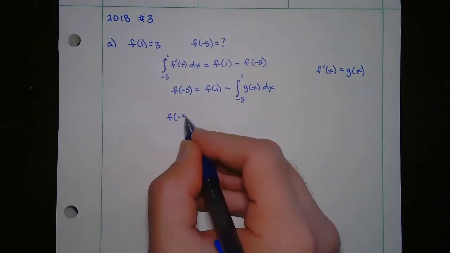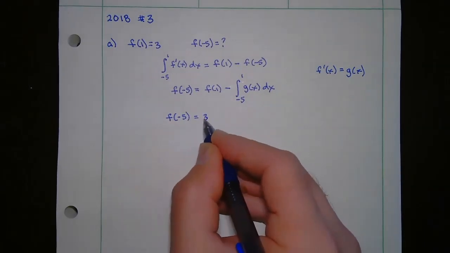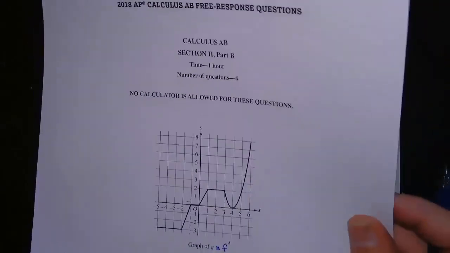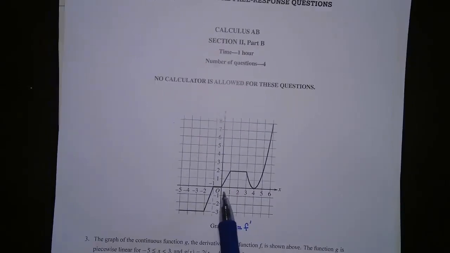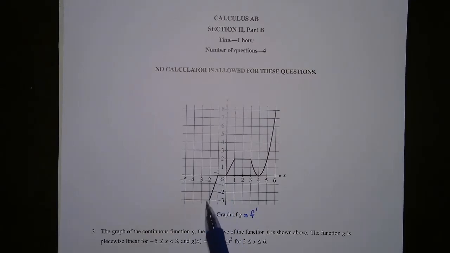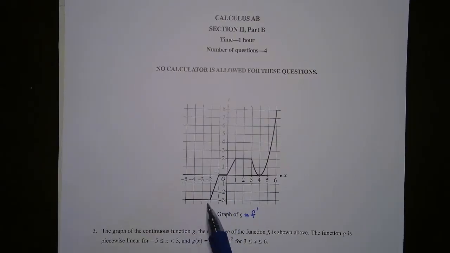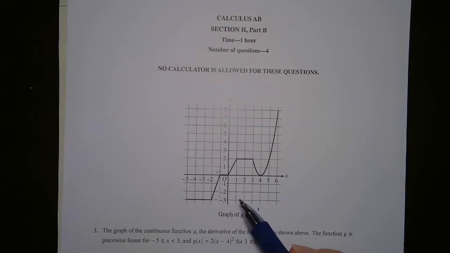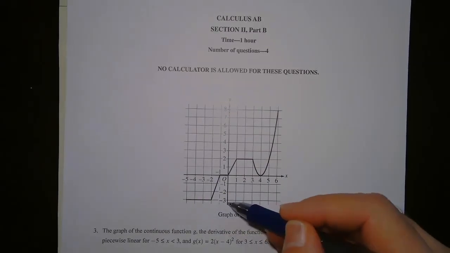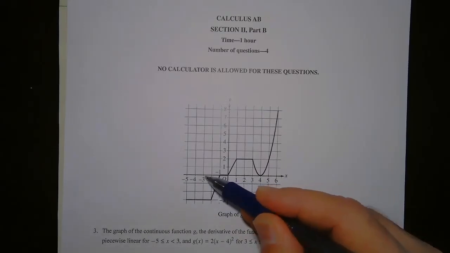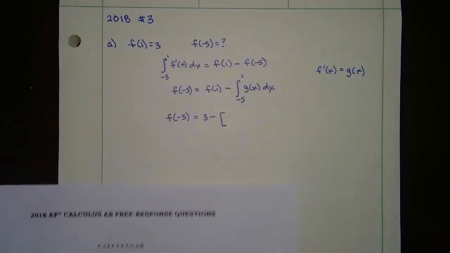So f of -5 is equal to 3 minus, and then I'm going to use areas to figure out the integral from -5 to 1. So from -5 to 1, I'm going to break this up. One way is you could see this as a trapezoid, or you could see it as a rectangle and a triangle. I'm going to do it as a rectangle and a triangle. So I know, because the scaling's by ones, that this is going to be 3 by 3, right? Okay, so 3 by 3.